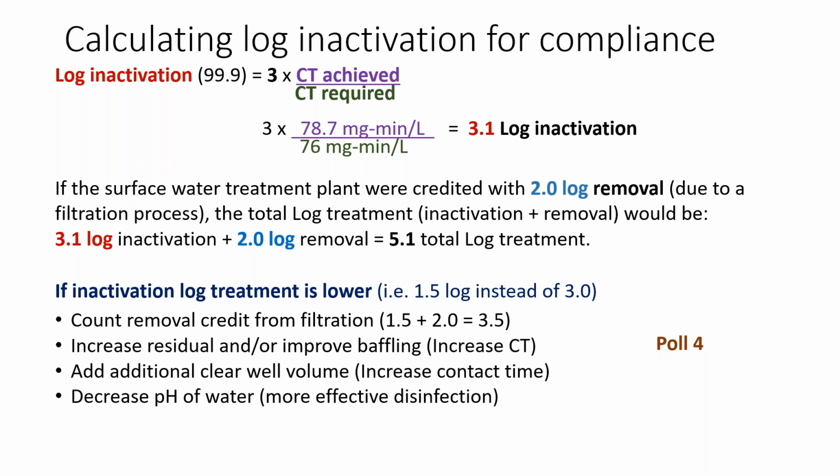I just had a quick question come in that I think I'm going to ask right now, just because you have the equation up. Someone was wondering where the 3 comes from in the equation. Yeah, that helps you to have 3 logs. So remember that chart, it was 3 log inactivation. So the CT that was required for 3 log inactivation was 76. So if we achieve 76, 76 over 76 would be 1, and so we would achieve it. And because that means we've achieved 3 log inactivation, we simply times it by 3, because we achieved what the chart said we needed for 3 log inactivation. Does that make sense?